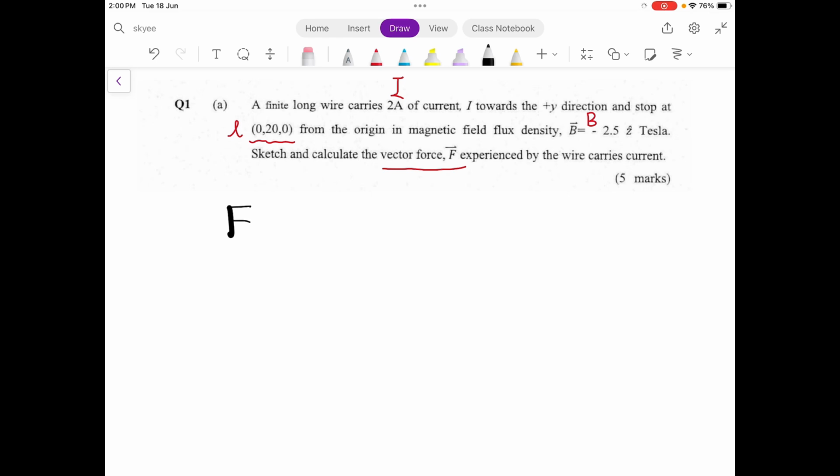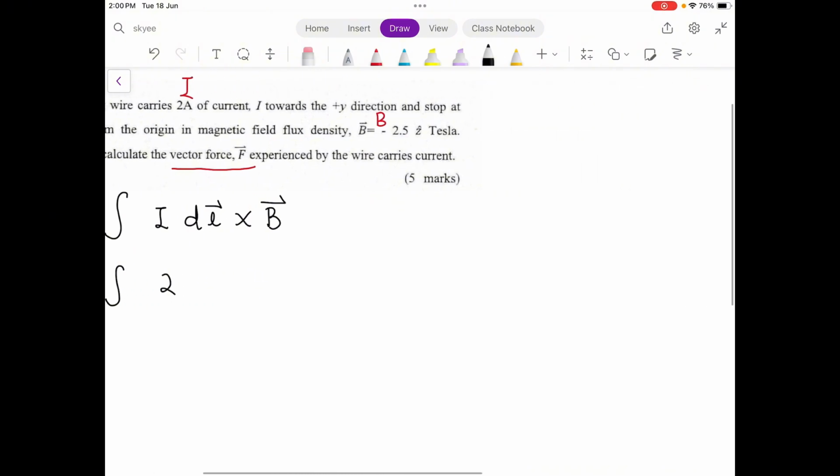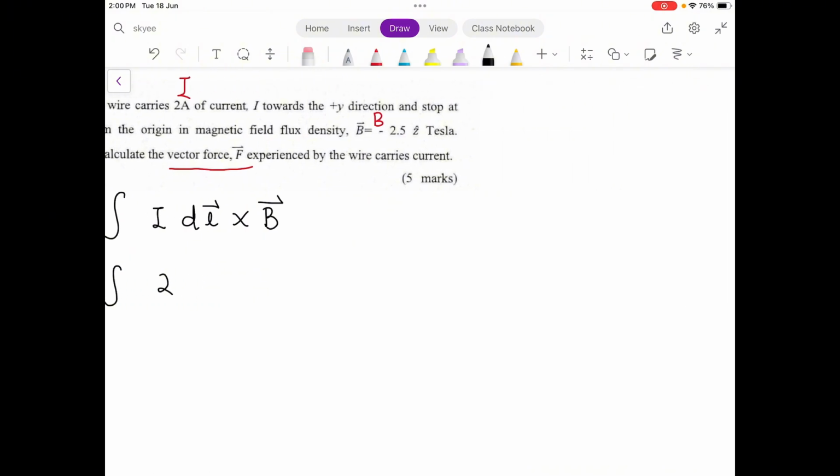So we'll be using this equation: F equals the integral of I dl cross B. This is the equation to find the force. For I, we have 2 ampere. dl stands for the length of the current filament. If you want a better illustration, you can draw the current filament.